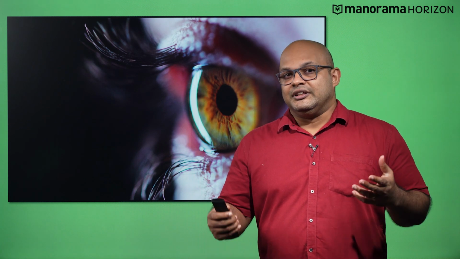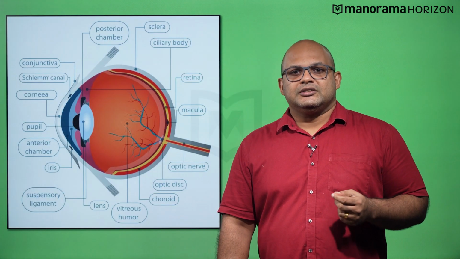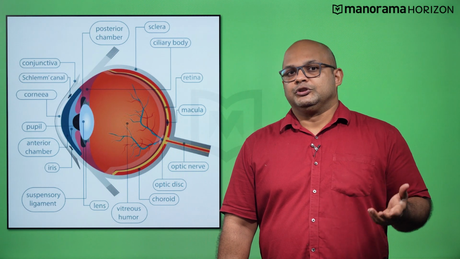Here we are studying a few optical devices starting with the eye. Yes, the human eye is one of the most important optical devices endowed upon us by nature. Let's first understand the parts of the eye which play a part in vision.